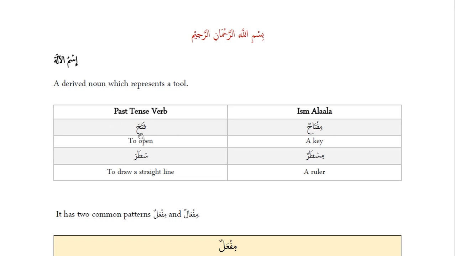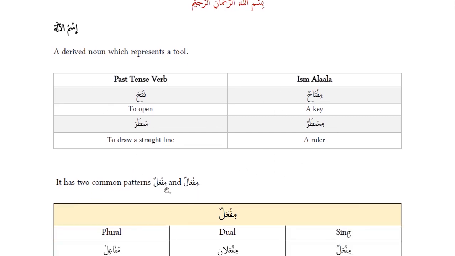We have the past tense verb fataha, which is to open, and when we put it on the pattern of mif'alun, it becomes miftahun, which is a key. And a key is what we use to open something, right? Or open a door. It's used to unlock it. Another example is satara, which is to draw a straight line. When we put it on the pattern of mif'alun, it becomes a ruler, right? These are two patterns for Ismul Aalaa, which we'll see below.